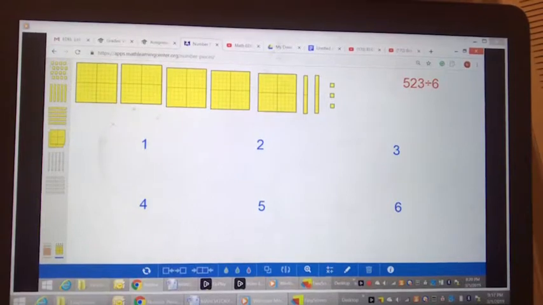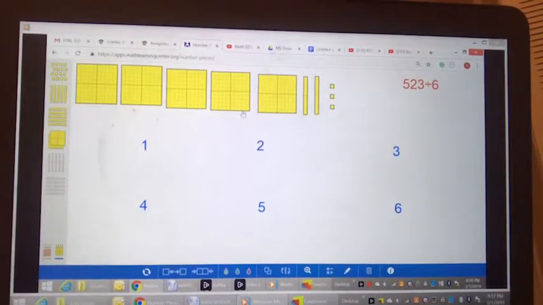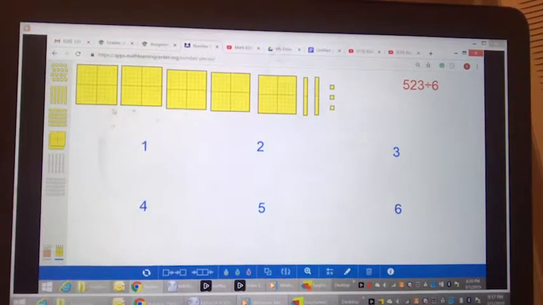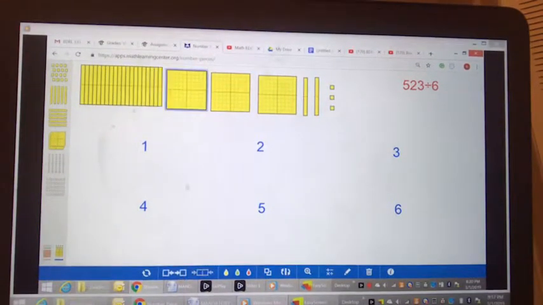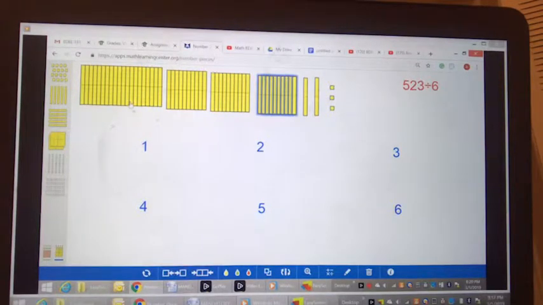For the question 523 divided by 6, we need 5 hundreds blocks, 2 tens blocks, and 3 ones blocks. And then we need to make 6 groups. So now we can split the blocks into our 6 groups equally, but we can't split 5 into 6 groups, so we have to split up each hundreds block into tens blocks. And then we can split all of our tens blocks into the 6 equal groups.